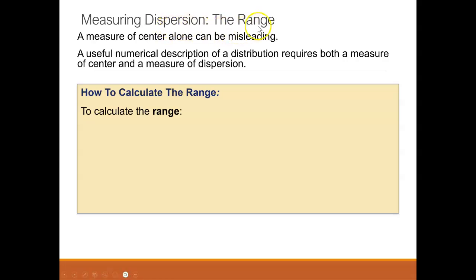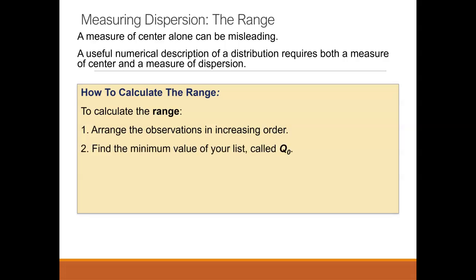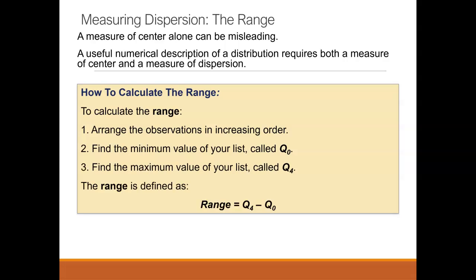So one measurement is called the range. To calculate the range, we just arrange the observations in increasing order. We find the minimum value, we find the maximum value, and we subtract them. That's it. Does the calculator give you the minimum and maximum values for us? It does. Will you have to subtract them on your own? Unfortunately, yes. You'll have to do that on your own, which I know is pretty rough. But the calculator just doesn't output it for you. You actually have to go and look at what that number was.